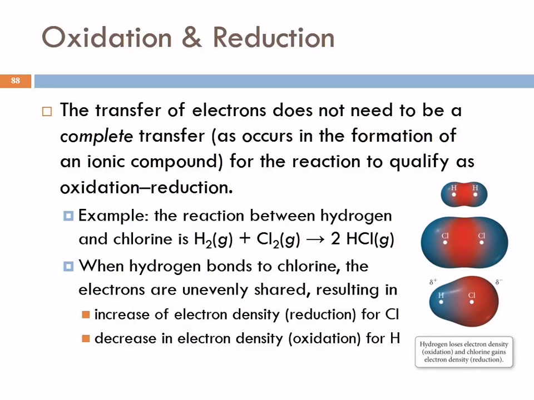So what we see here is that we have an increase in electron density for chlorine and a decrease in electron density for hydrogen. Start over. We have an increase of electron density for chlorine. Oxidation is loss, reduction is gain. So the chlorine is being reduced because it has a gain of electrons. It's just a partial gain, but it's an increase. And the hydrogen is oxidized because it's experiencing a decrease in electron density.